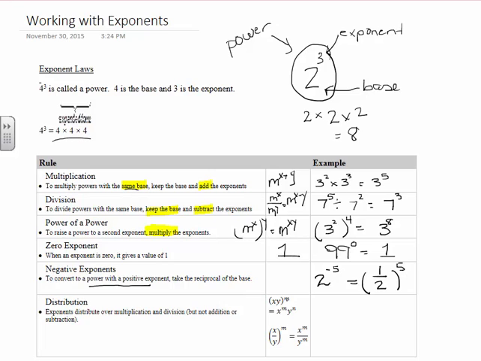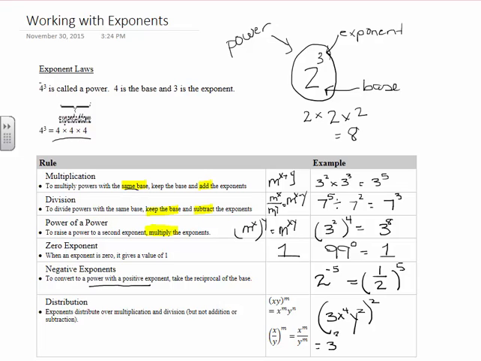Distribution: if I have an exponent outside, it goes on both variables on the inside. As well, if there's a coefficient. So if I had 3 x to the power of 4 y squared, all again to the power of 2, I have to be very careful that I remember that that exponent goes on everything.